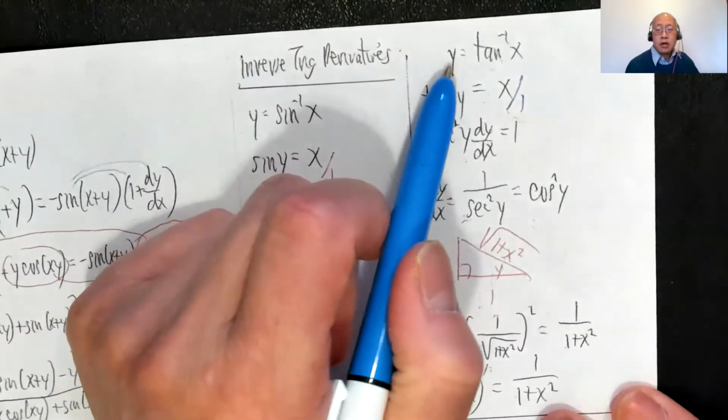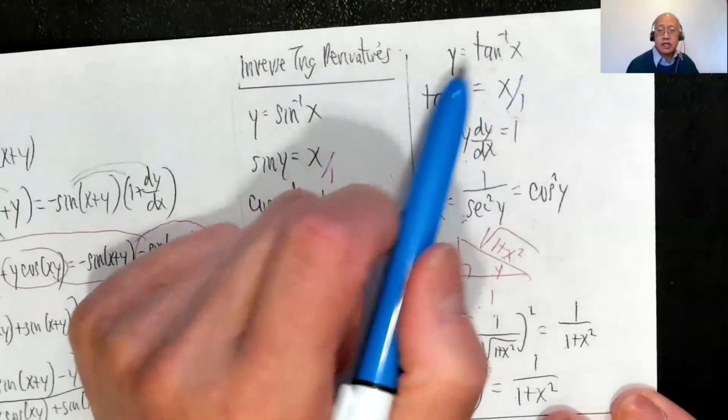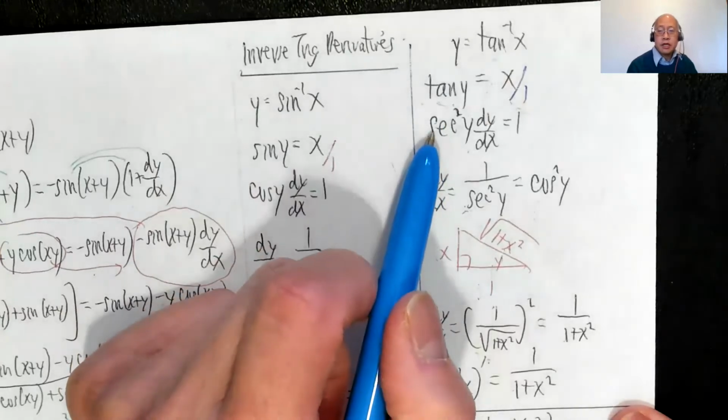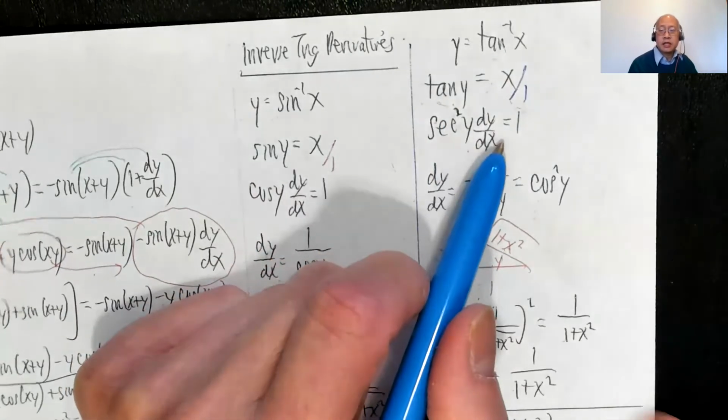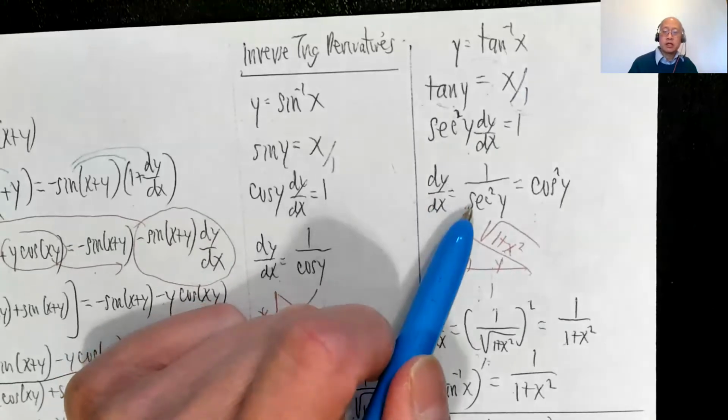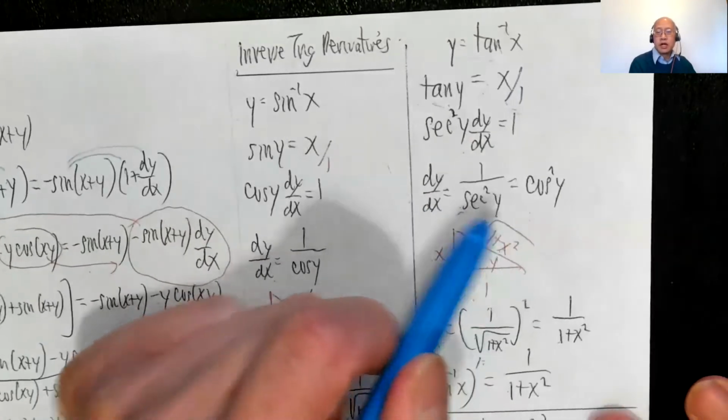Then inverse tangent, y equals inverse tangent of x. Take the tangent of both sides. Tan y is x over 1. Differentiate implicitly. Secant squared y dy dx is 1. Divide by secant squared of y. So dy dx is 1 over secant squared y, which is cosine squared of y.